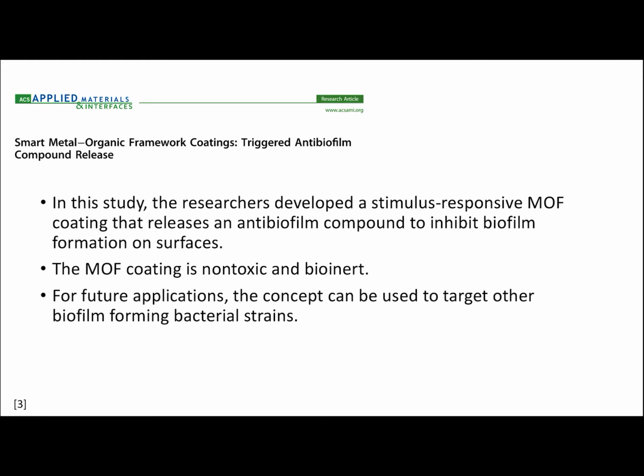So in this study, the researchers developed a stimulus-responsive MOF coating that releases an anti-biofilm compound to inhibit biofilm formation on surfaces. The MOF coating is non-toxic and bioinert, and for future applications, the concept can be used to target other biofilming bacterial strains.